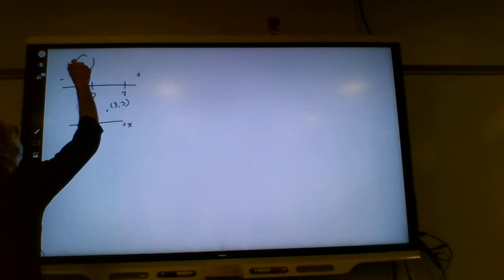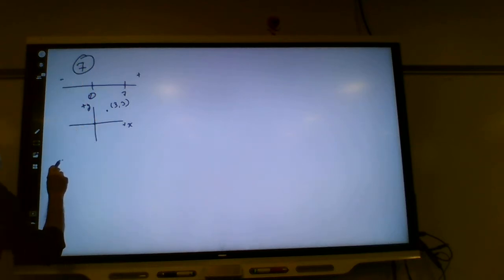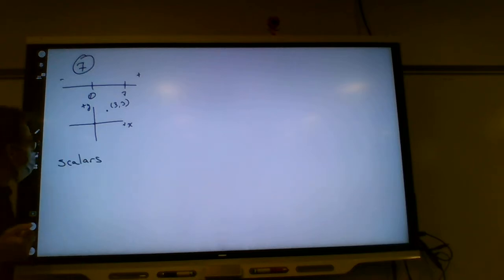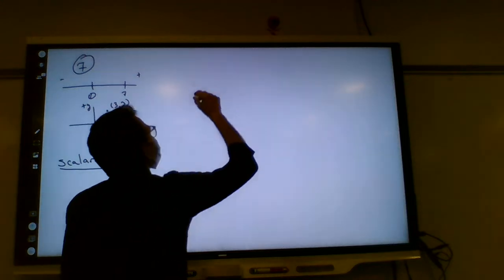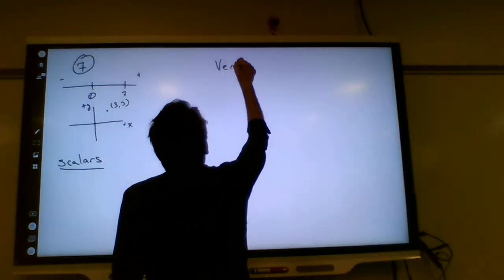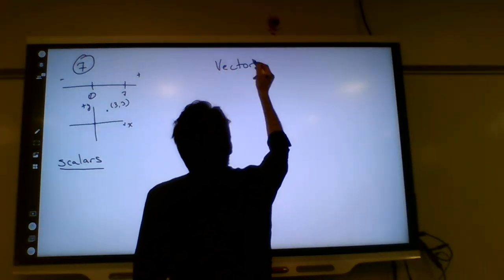Well, numbers like 7, mathematicians tend to call these, instead of just calling them numbers, in the context of what we're talking about, scalars. A scalar just is a number, but we'll see why that word gets used. So what we're going to talk about is the idea of a vector instead of just a number.